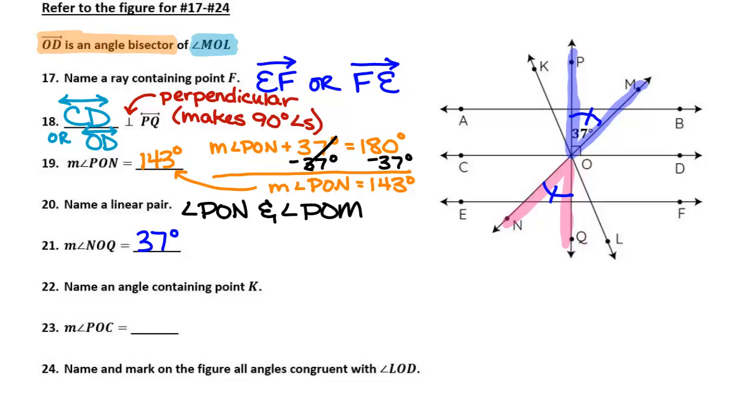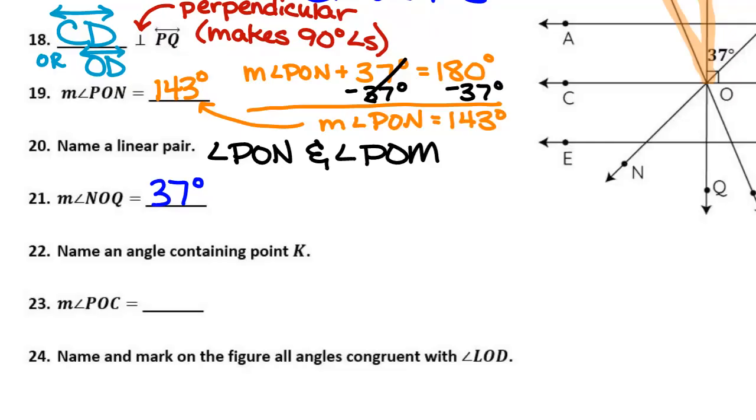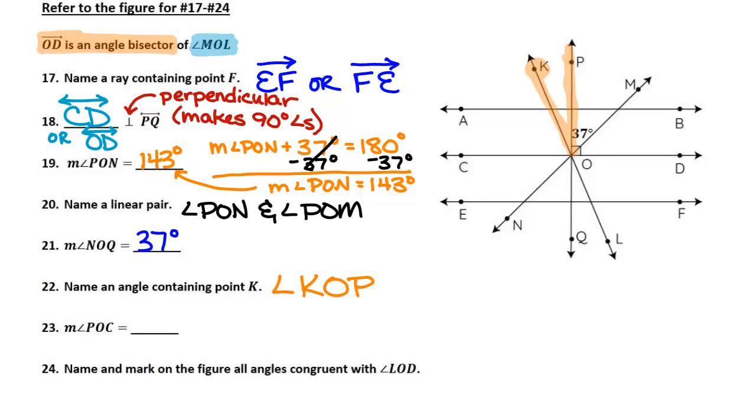Vertical angles are congruent. Linear pair angles are supplementary. Number 22, name an angle containing point K. It can be any angle we want as long as it contains this point up here. Can somebody give me one angle that contains point K? KOP would be one angle that contains point K. There's a lot of possible correct answers for this one, but KOP would absolutely be an angle that contains point K. All right.